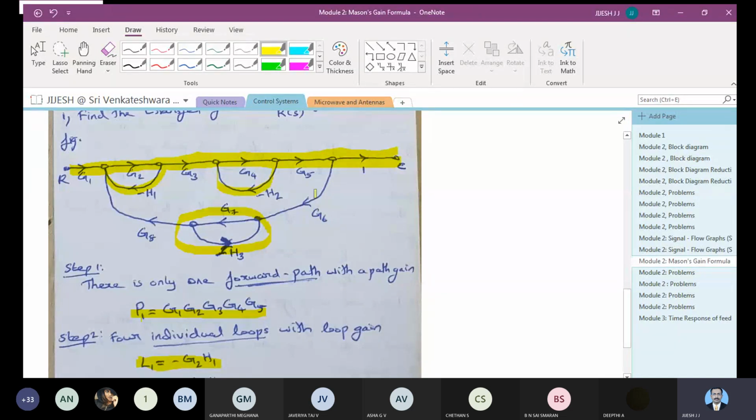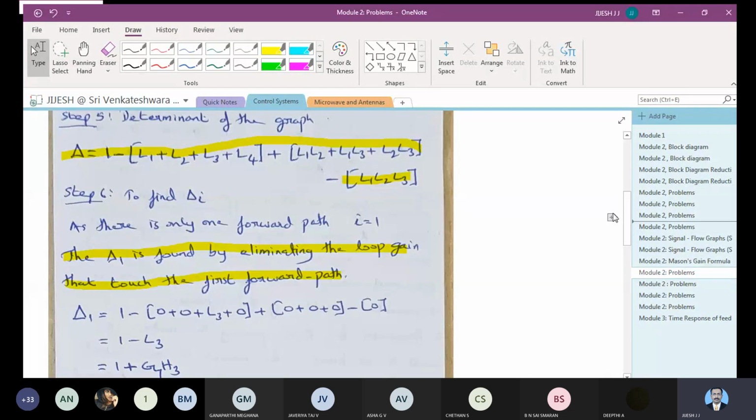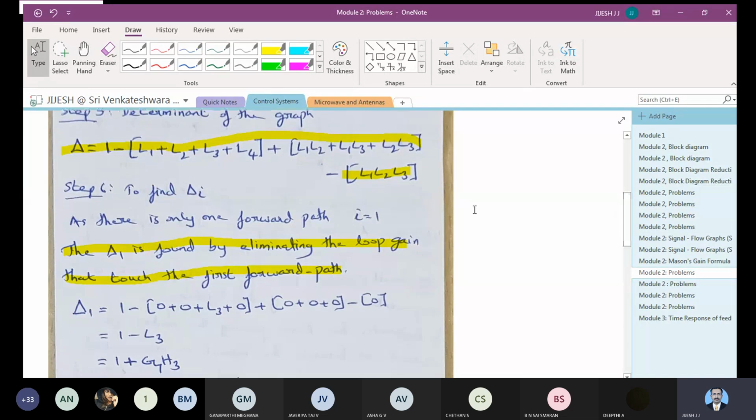So I am going to rewrite this delta as delta 1. I told you, if one forward path is there, I will become 1. If two forward paths are there, I will become 2. And if three forward paths are there, I will become 3. Here only one forward path is there, so I have taken 1, and I wrote it as delta 1.